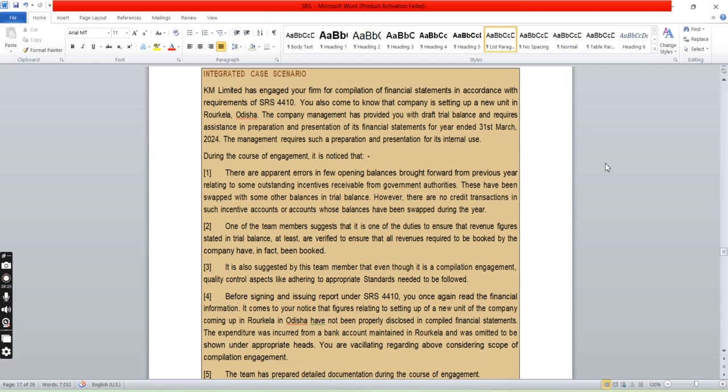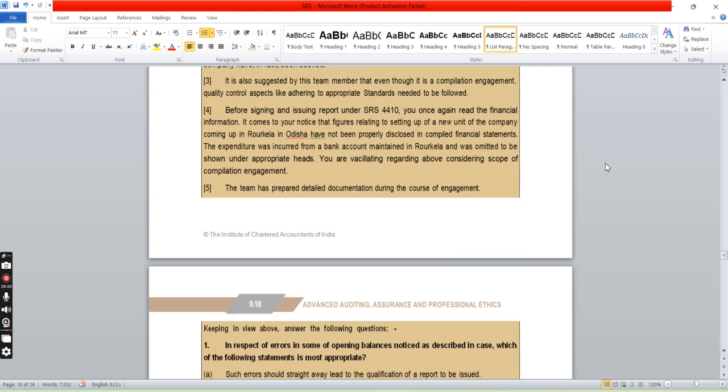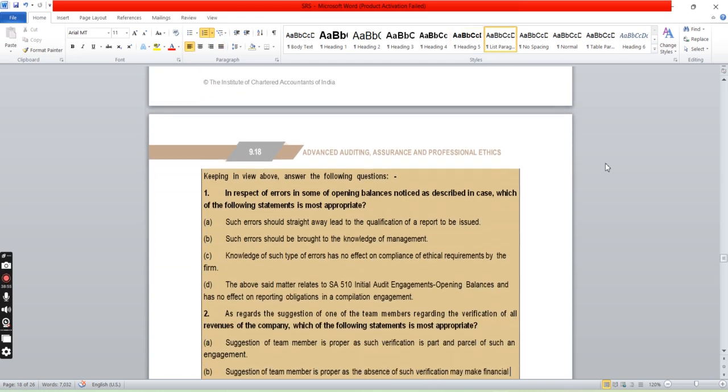Before signing and issuing the report under SRS 4410, you once again read the financial information. It comes to your notice that figures relating to the setting up of a new unit of the company in Rourkela in Orissa have not been properly disclosed in the compiled financial statement. The expenditure was incurred from a bank account maintained in Rourkela and was omitted to be shown under the appropriate head. You are vacillating about considering the scope of the compilation engagement. The team has prepared detailed documentation during the course of the engagement. Keeping in view the above, answer the following question.